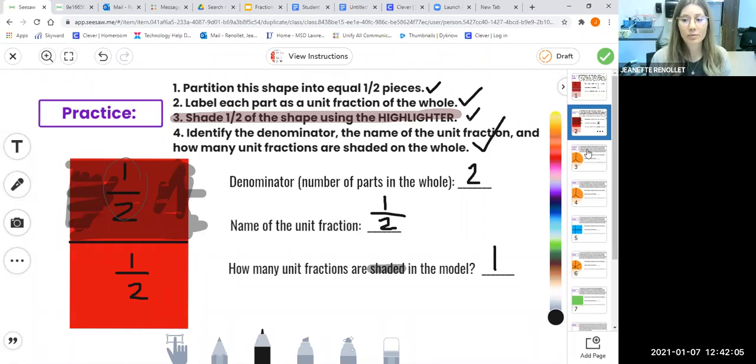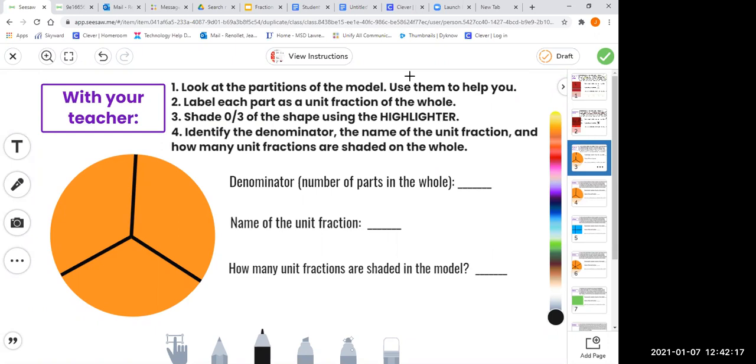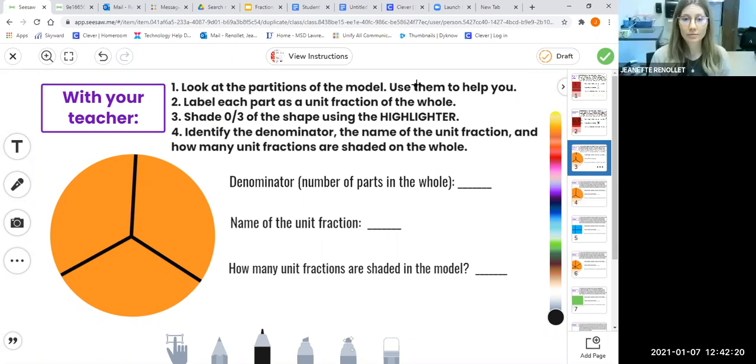Let's try another example together, this time moving faster. Go to slide 3. Here we have a circle model. It says, look at the partitions of the model. Use them to help you. So I'm going to use the partitions to help me. Okay, step 2. Label each part as a unit fraction of the whole.